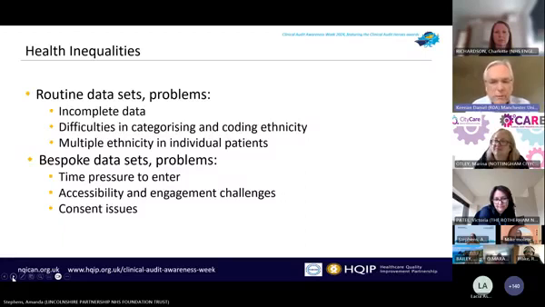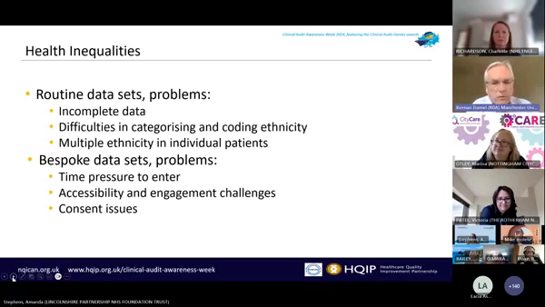And you can imagine why, if somebody's pitching up multiple times and maybe parents putting in coding, you can imagine all kinds of different reasons why you might get multiple ethnicities coded through routine data. And then secondly, we have sets of bespoke data for national audit. Obviously, we're moving from that, but nevertheless, what did we find when we looked at bespoke data sets?